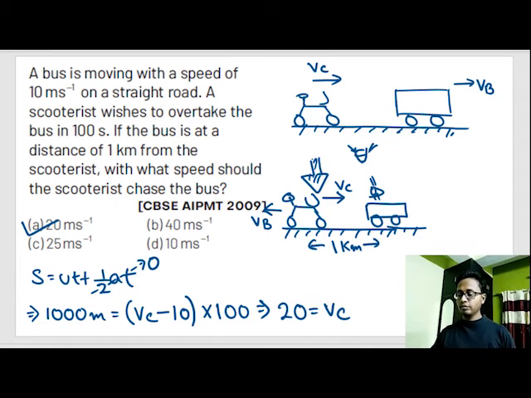So in the next class we'll try to learn a little bit of relative motion, river boat, water boat problems.